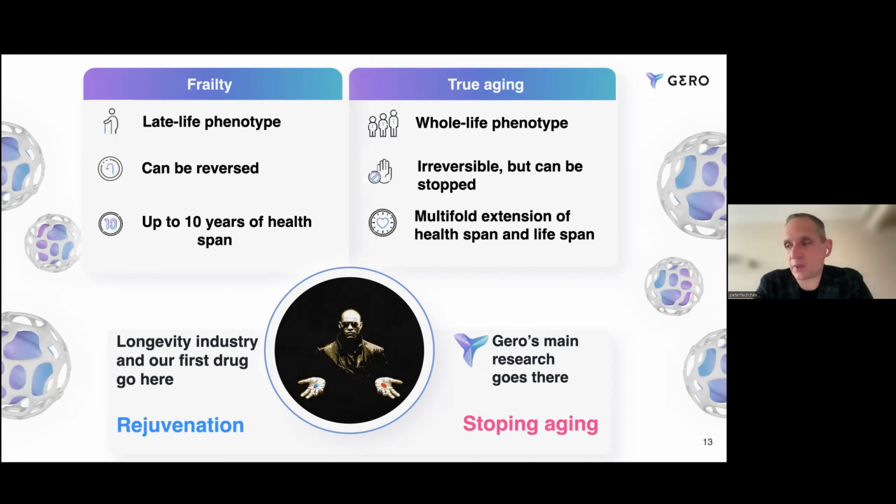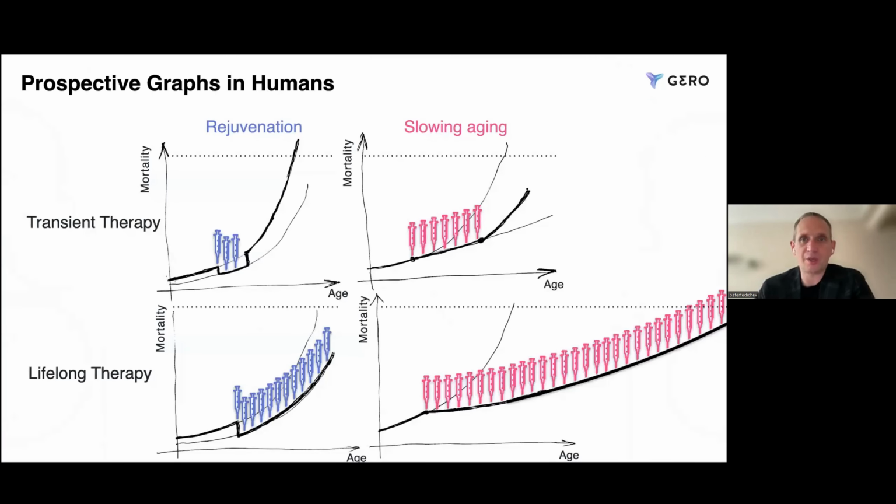Then there is another phenotype, which is true aging. This is a whole-life phenotype. It's irreversible, but it can be stopped. And if controlled, it could produce multifold extension of human health span and lifespan. And this, of course, is the focus of our work, if we're not talking about preclinical development of actual drug candidates. So this is just a simple summary of that.